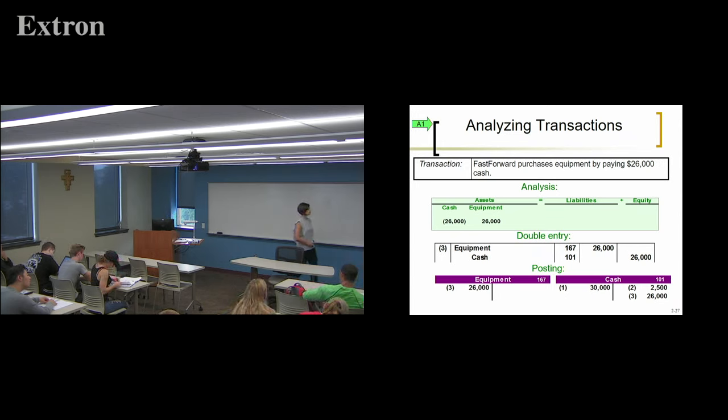In the journal, we list equipment first because we always list the debit first. So if we have 2 or 3 debits, we list those before we list the credit. Okay? Then we indent our credit. These numbers indicate that I've posted to, in this case, the equipment account and the cash account. So equipment was debited in the journal, it gets debited in the ledger. Cash was credited in the journal, it gets credited also in the ledger. Okay?